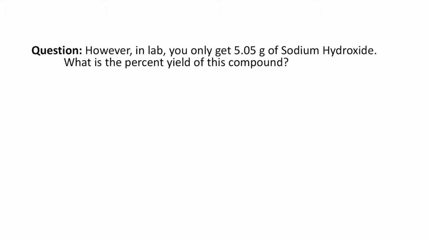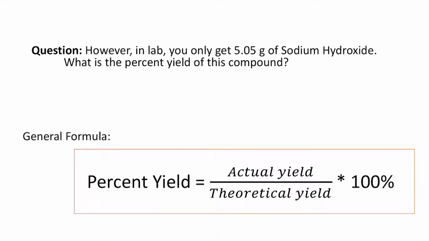However, in lab, you only get 5.05 grams of sodium hydroxide. Then what is the percent yield of this compound? I will give you the general formula of finding the percent yield, which is equal to the actual yield divided by the theoretical yield times 100%. Now let's stop the video for a few minutes and try to find the percent yield from the given information, and hit play when you're ready.